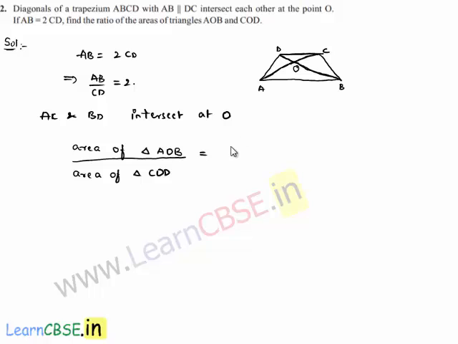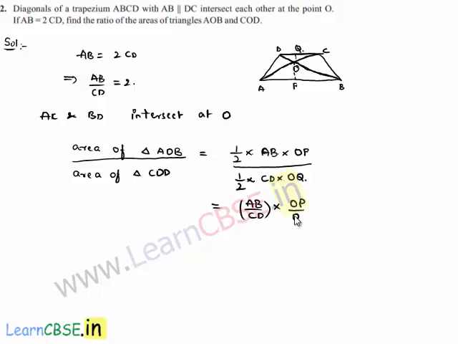The ratio will be equal to half times AB, which is the base for triangle AOB, and let us assume OP is the height for triangle AOB, divided by half times CD, the base in triangle COD, and let OQ be the height, which is equal to AB by CD into OP by OQ. As we know, AB by CD is nothing but 2, times OP by OQ, let it remain as it is.